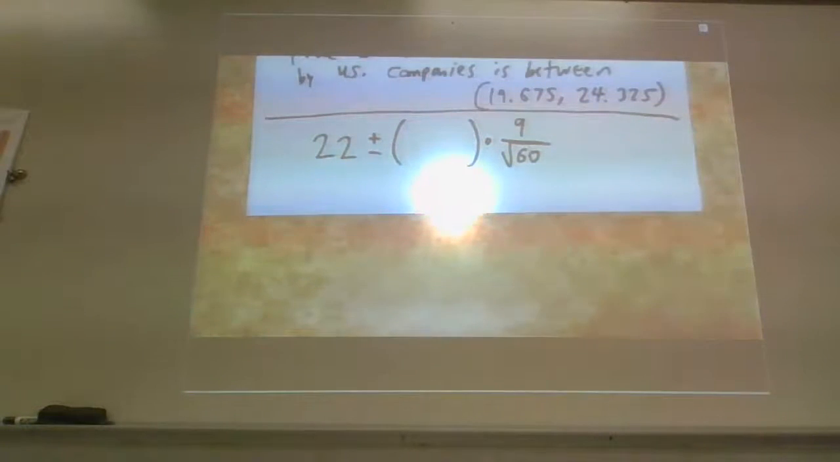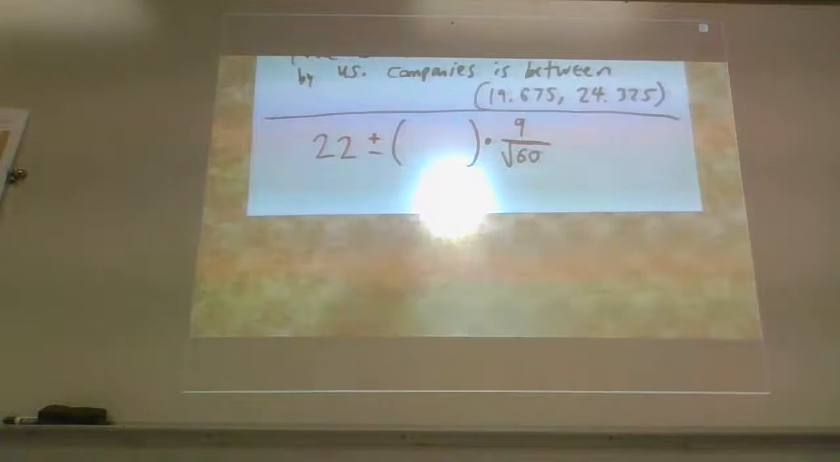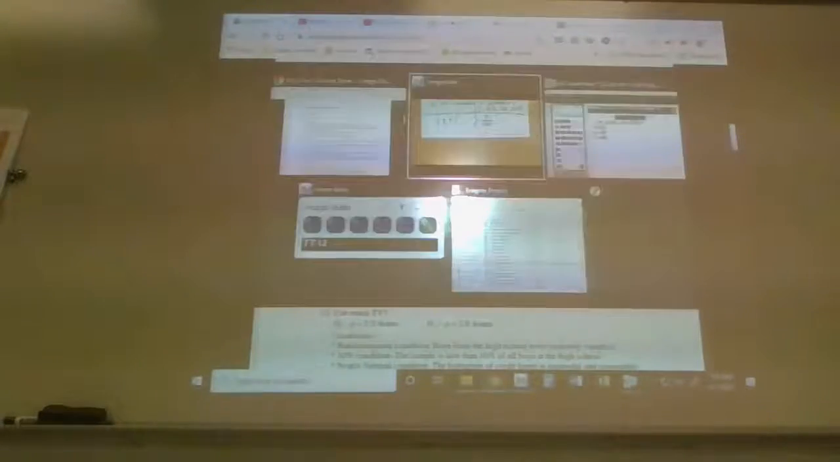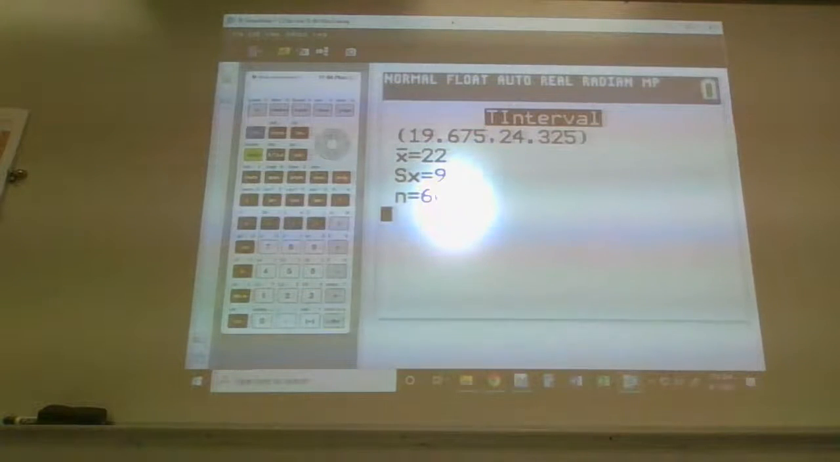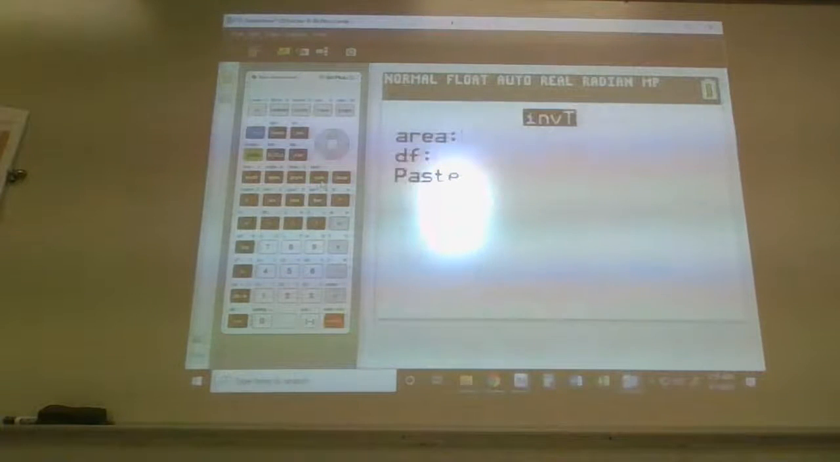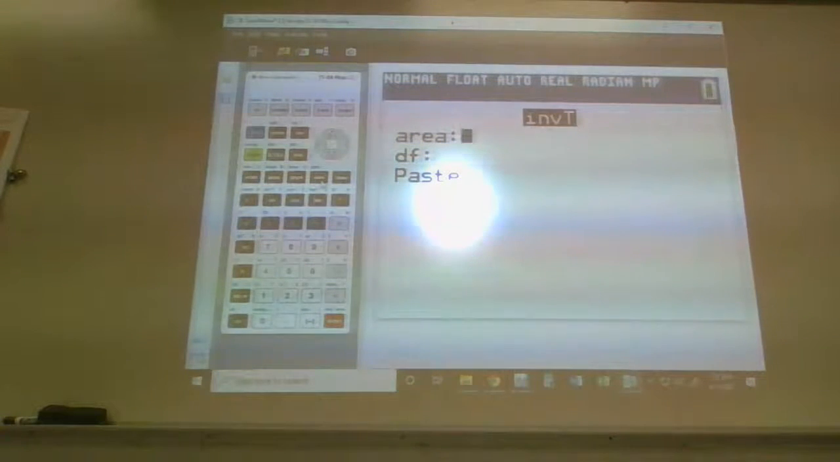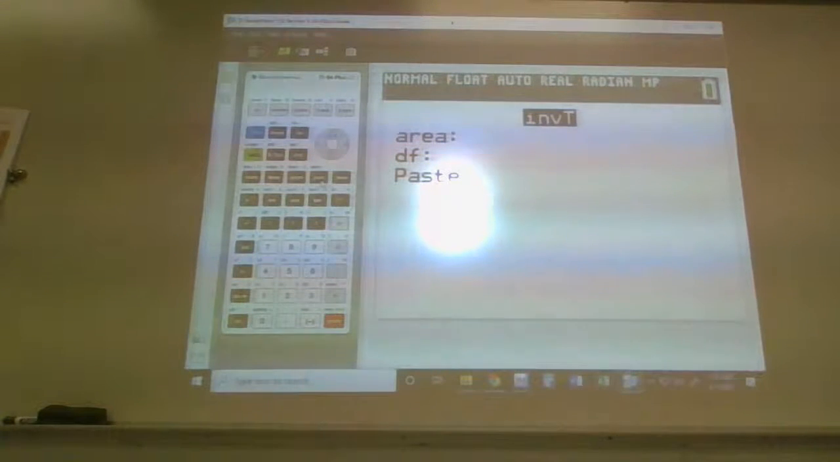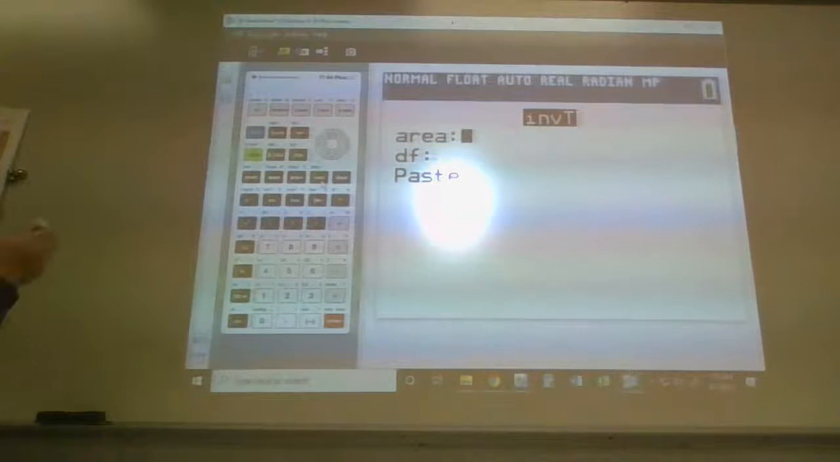Now, in the past, you would have to figure out a z star, but this is a t star. When you found out the z star, you would have to use inverse norm. But in this case, we have to use inverse t. So I'm going to go to my calculator. I'm going to go to inverse t. Now, keep in mind, I'm finding a 95% confidence interval.